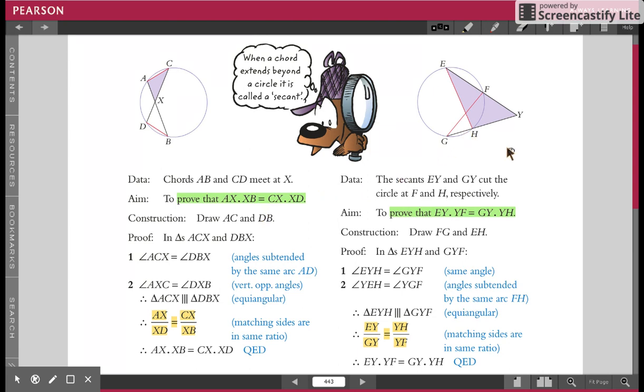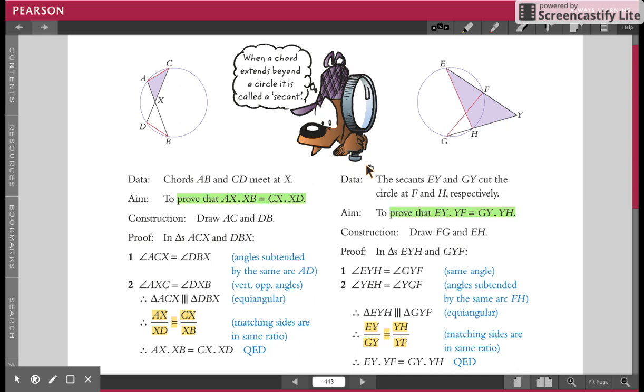So over to the right here, it's a very similar principle, except we're dealing with secants, and secants is when they extend outside the circle, a chord continues. So in this case, the secant is EY and GY. We need to prove that E to Y times F to Y, so this point here. So just be careful, it's E all the way to Y and then F all the way to Y is equal to G to Y times H to Y. So again, their products are equal.